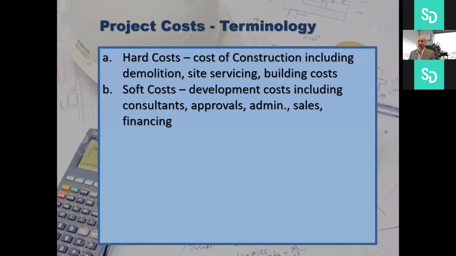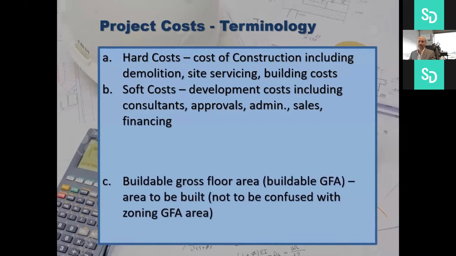Soft costs, so your development costs. These include the costs for your consultants, for your approvals, so what needs to be paid to the city to make the project happen, for administration, for sales and leasing, so how much you actually have to pay over to brokers for selling and leasing the project, and then financing.